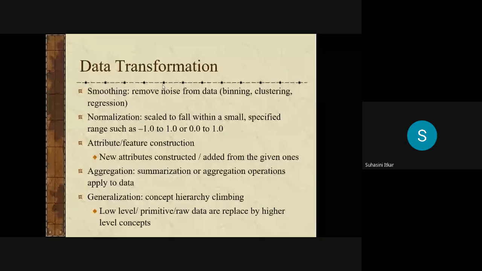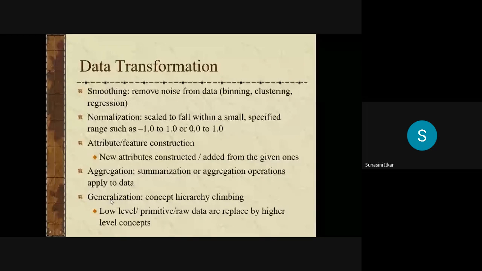Data cleaning part. Then we were discussing the data normalization. So today we will have more problems on data normalization using the different techniques. We had discussed that features need to be constructed, aggregation is there, and generalization is there. In the last session we discussed the need, and more details about these three: attribute feature construction, aggregation, and generalization.